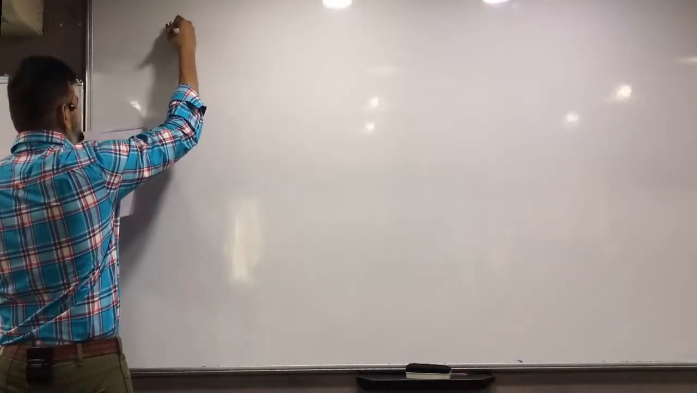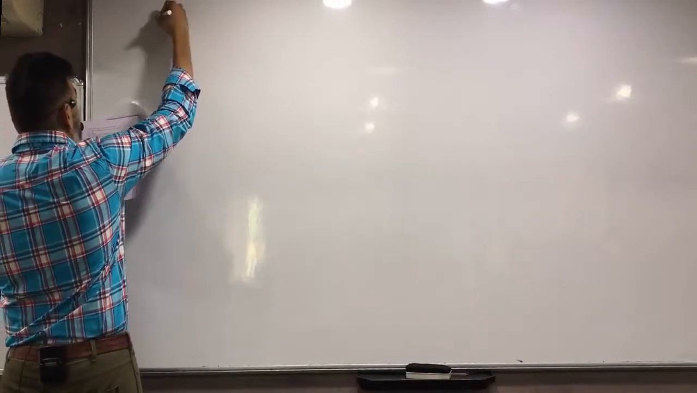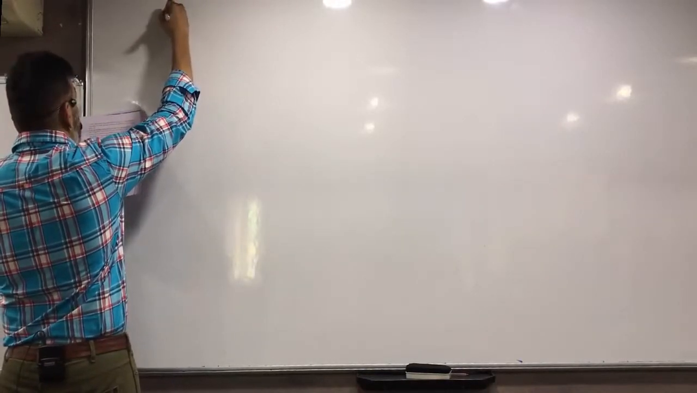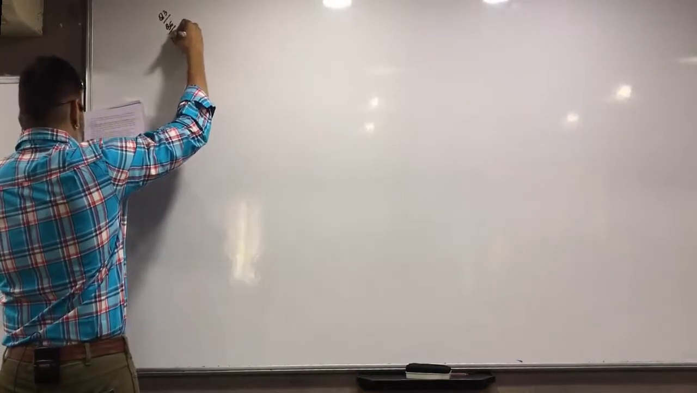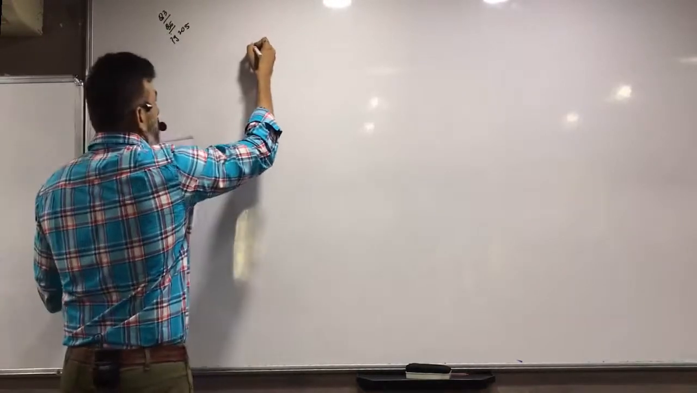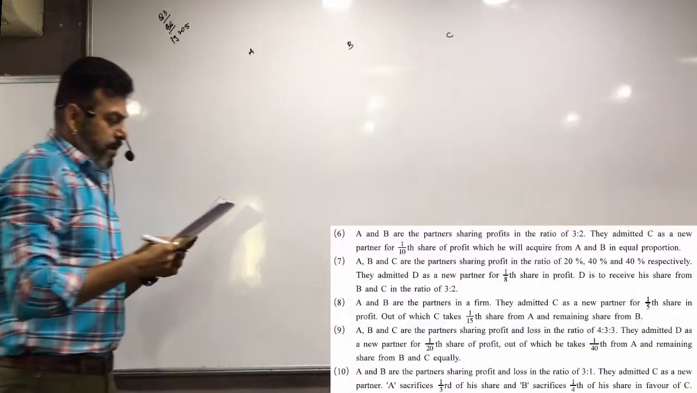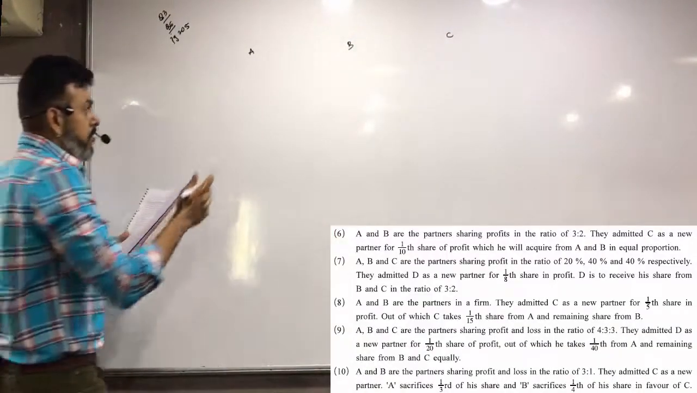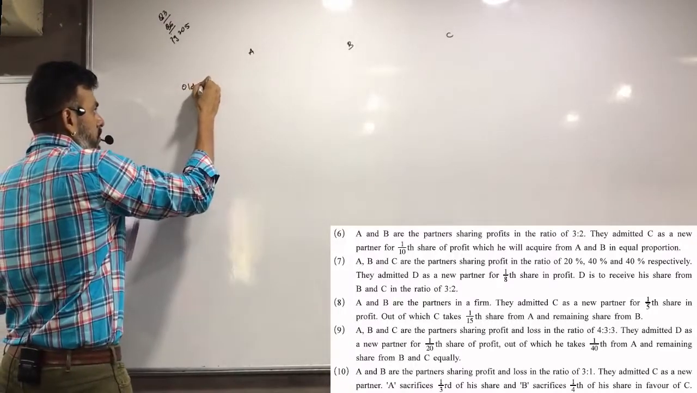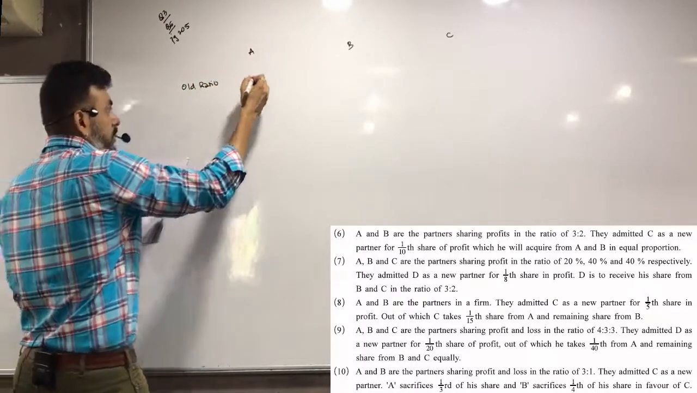Question number 6. This is of main question number 3, page number 205. A, B and C. Now over here, A and B, old ratio 3/5.